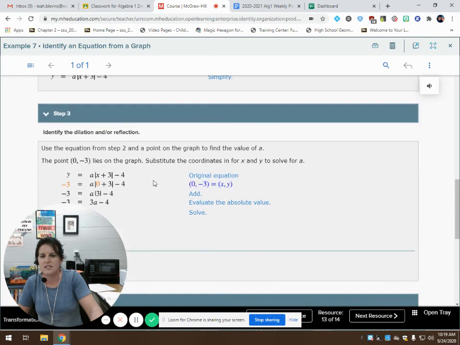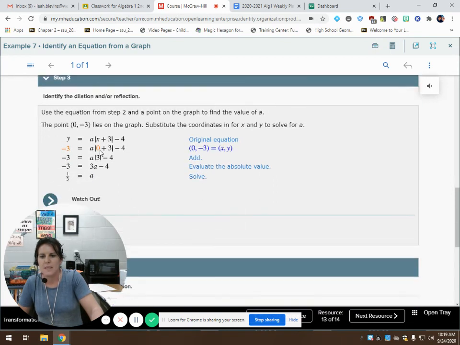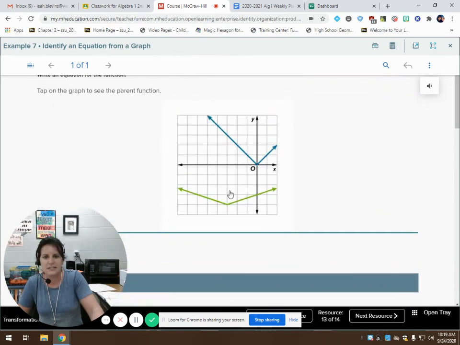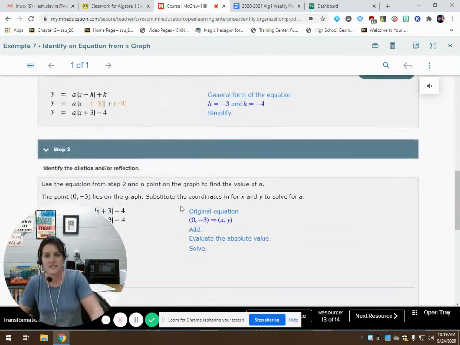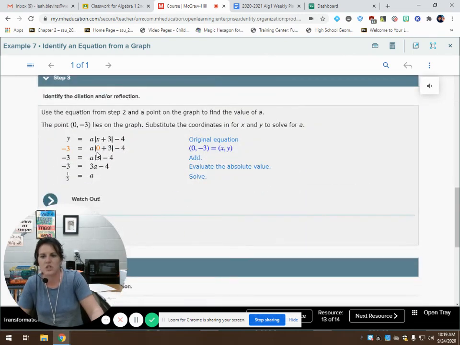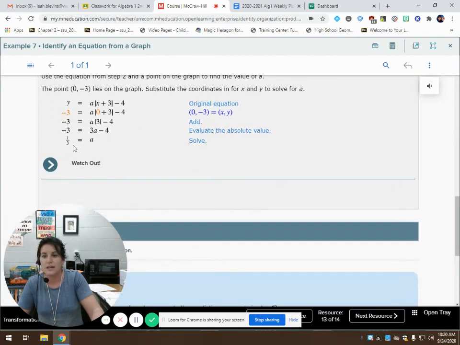Step 3 says to then plug in a point. Let's see, what are they doing here? Use the equation from step 2 and a point on the graph to find the value of a. I already knew the value of a because I just looked at the steepness of the graph. But if you don't do it that way, this is another way to go about doing it. Just pick out a point, 0, -3, plug it in and solve for a. That works too. Either way you go, you get the same thing.